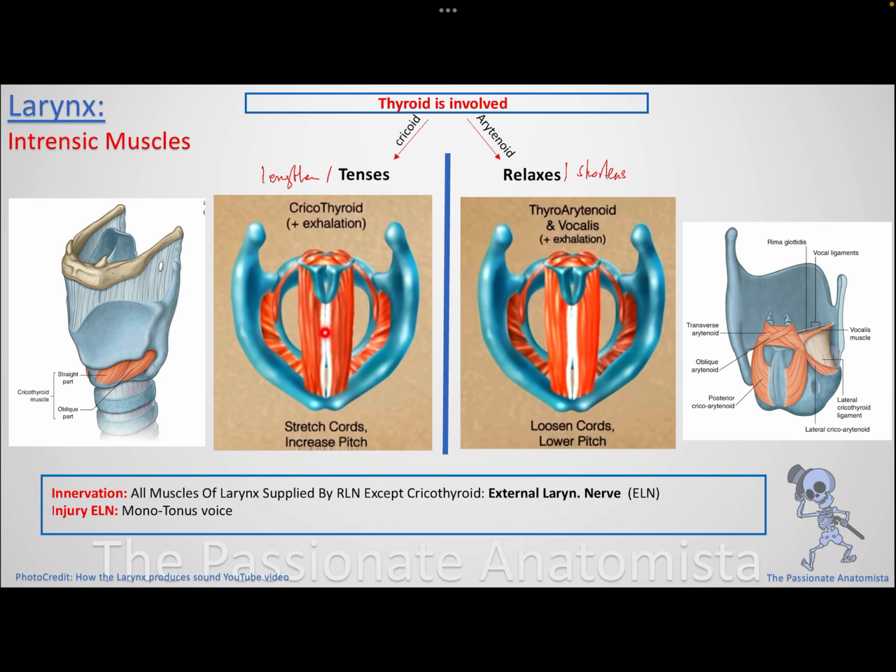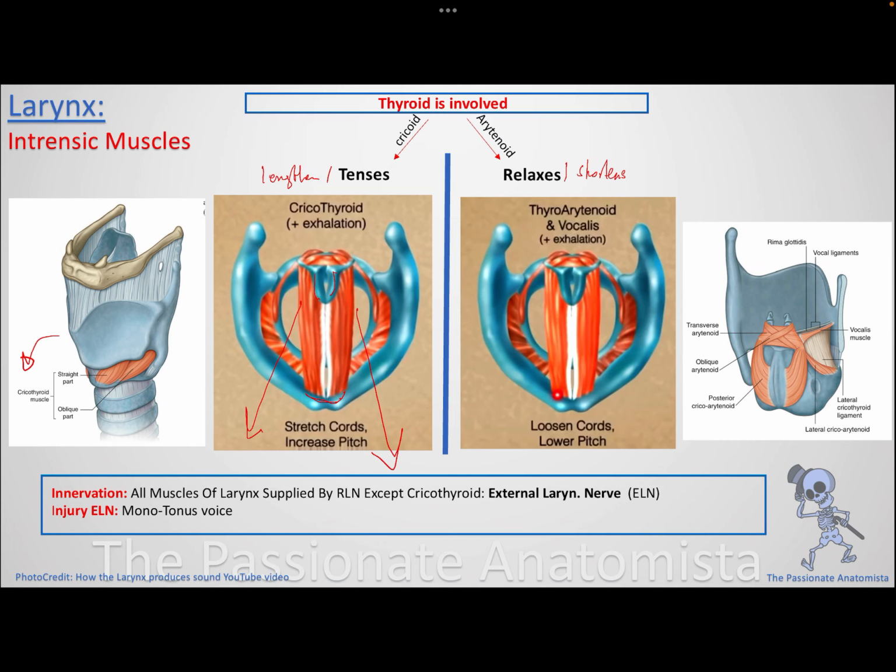But if I want to have a high pitch sound, it means I'm stretching the vocal cords. It means I have to bring the thyroid anteriorly away from the arytenoids. And that can only be done by the cricothyroid muscle. The cricoid is here, the thyroid is there. I need to bring the thyroid anteriorly because I want to bring it away from the arytenoids. When the thyroid moves away from the arytenoid, this is the only way I can have a high pitch, or stretch the vocal cords, or lengthen them.